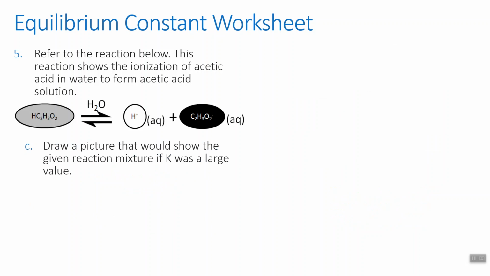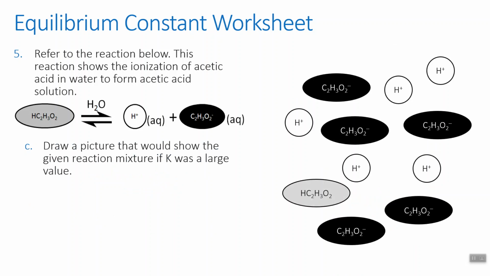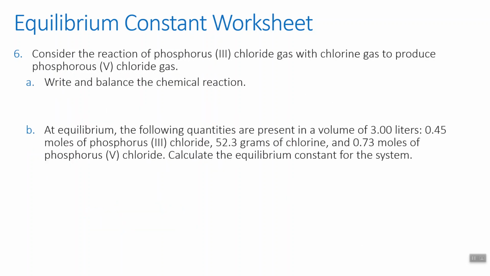So how would that picture change if K had a large value? Then my mixture is going to need to be mostly products. So a large K value means the mixture is mostly products here. So I only have one reactant and everything else has broken apart to give me products.